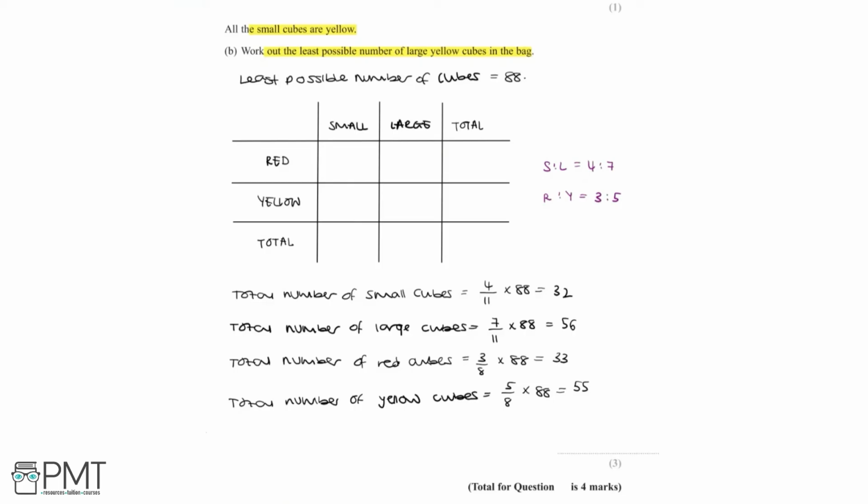Now let's put these values into our two-way table. We said that the total number of red cubes is equal to 33. We said that the total number of yellow cubes is equal to 55. The total number of small cubes is equal to 32. And the total number of large cubes is equal to 56. We also know that the number of all cubes in total is equal to 88.